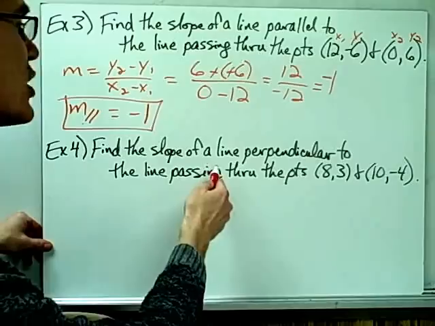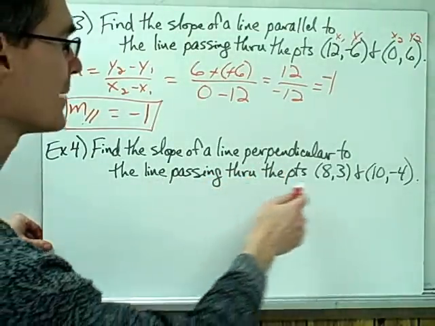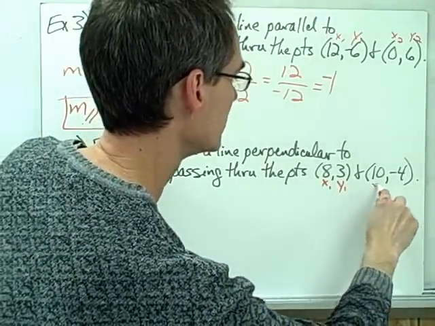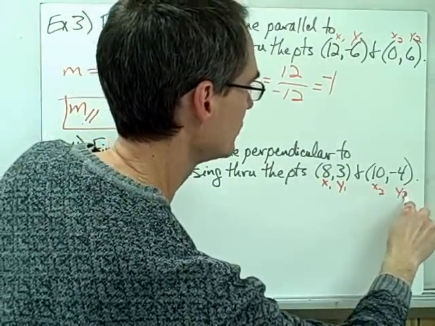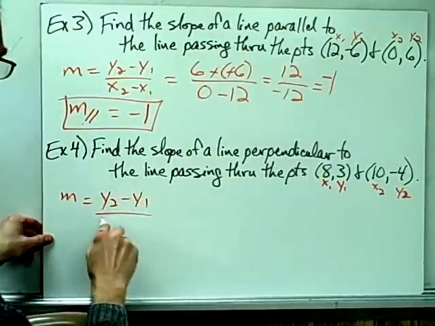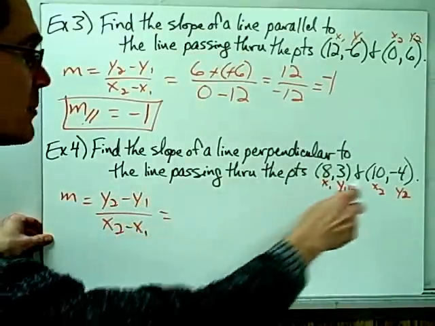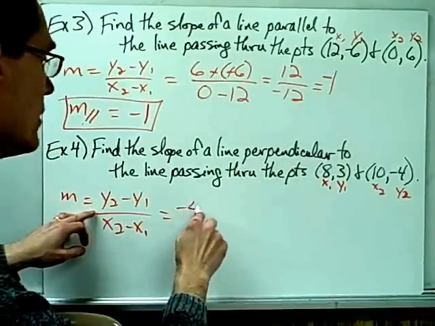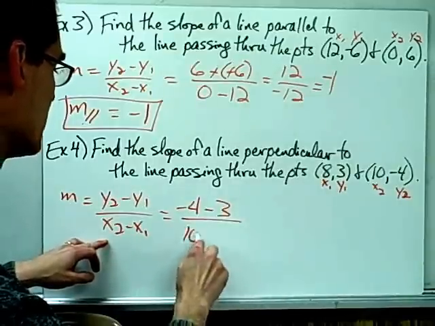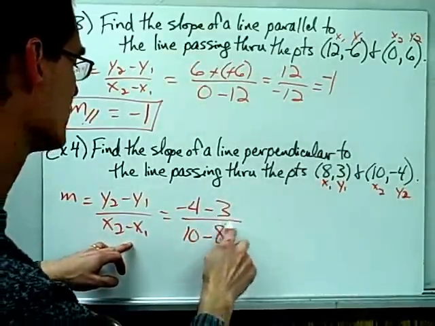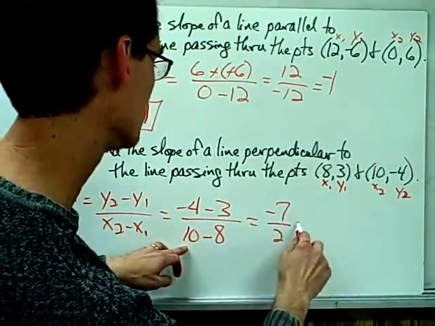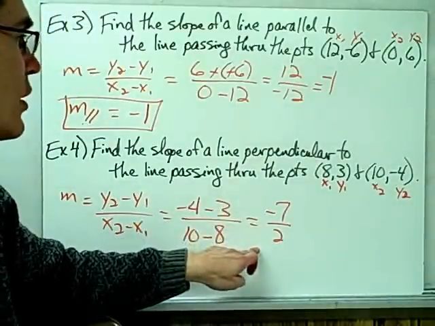Example 4 says, find the slope of a line perpendicular to the line passing through these 2 points. All right, well again, we labeled these points x1, y1, x2, y2. And I want to find the slope of the line passing through those 2 points. So I just plug my numbers into my formula here. y2 is negative 4 minus y1, which is 3. x2 is 10 minus x1, which is 8. So let's see, that gives me negative 7 over 2. So I get a slope of negative 7 over 2.